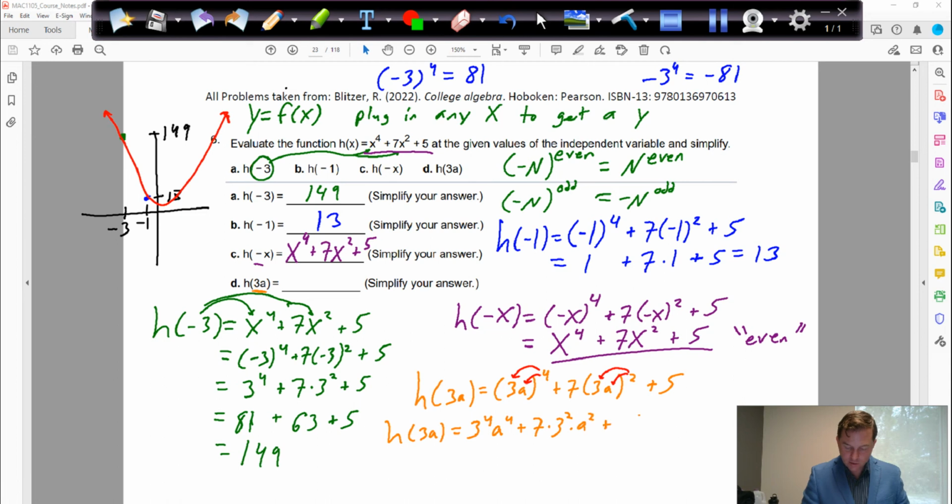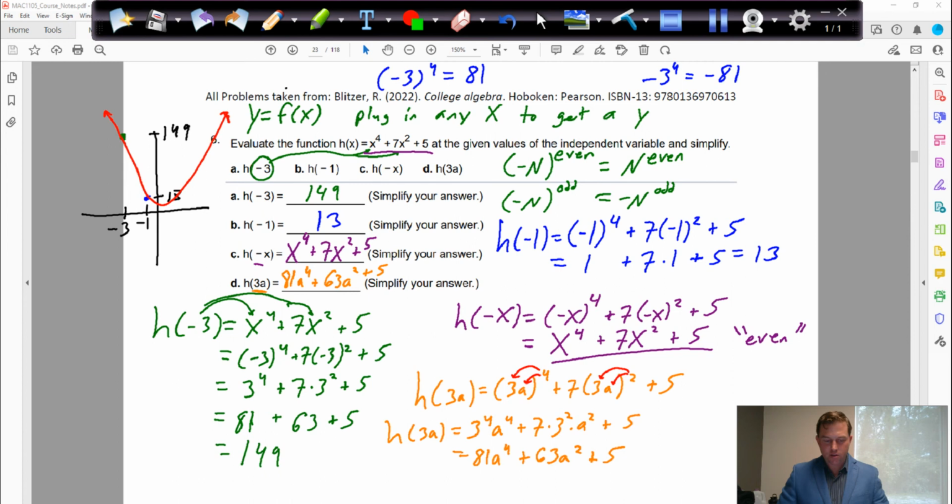second plus 5. 3 to the fourth is 81 with an a to the fourth next to it. 3 squared is 9 times 7 is 63 with an a squared on it plus 5. And that would be the answer here. 81 a to the fourth plus 63 a to the second plus 5.